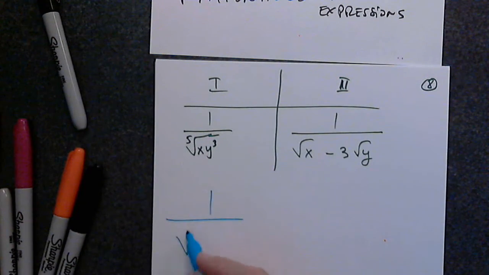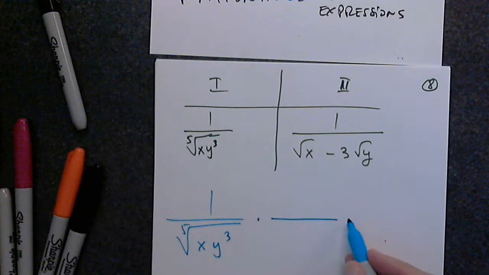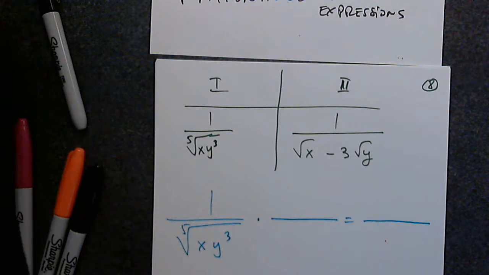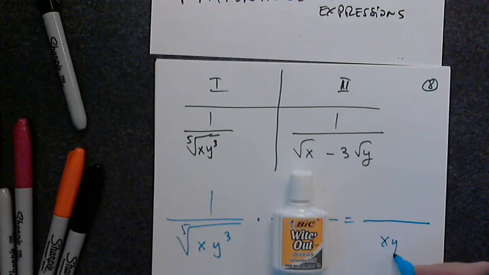We have 1 over the fifth root of xy cubed. I need to multiply and divide by something, I don't know what just yet, but I want the answer to be xy. Nothing else. The numerator will be something else, of course. But I want to get xy, meaning I rationalize the denominator, meaning there is no radical in the denominator anymore. That's the meaning of rationalizing.